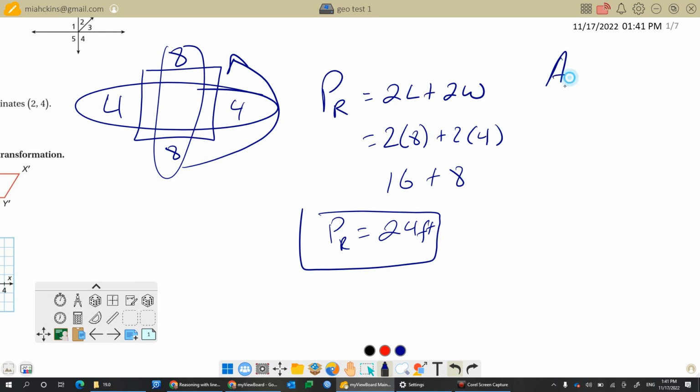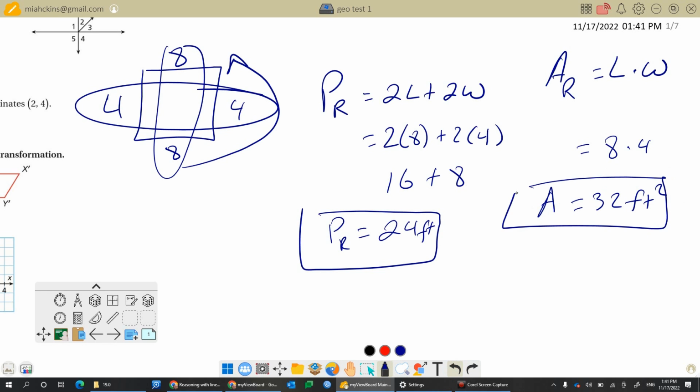And then the area of a rectangle is equal to length times width, which is going to be 8 times 4, and 8 times 4 is 32. So we end up with 32, but it's what? Area is always feet squared. It's always length squared, so we need to make sure that we say the area is equal to 32 feet squared. And if they had told us that it was in inches, then this would have been 24 inches and 32 inches squared. So make sure that we are getting our units on there.